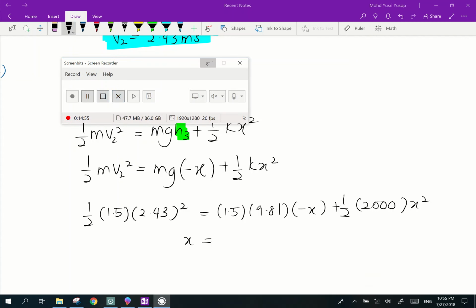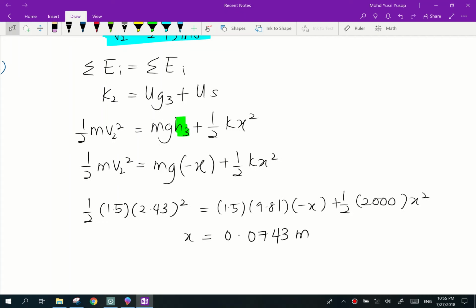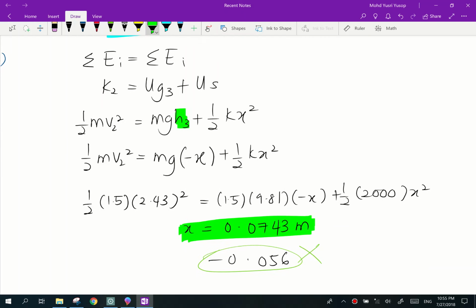Okay, so jika saya tekan kalkulator saya menggunakan untuk solve equation ni, ada x square kat sini, maka saya akan dapat value x is equals to 0.0743 meter. Okay, jawapan yang kedua adalah negative 0.056. Okay, tapi value negatif kita tak pakai untuk compression. Therefore, jawapan kita sebenarnya adalah 0.0743. So, itu sahaja untuk video kali ini.